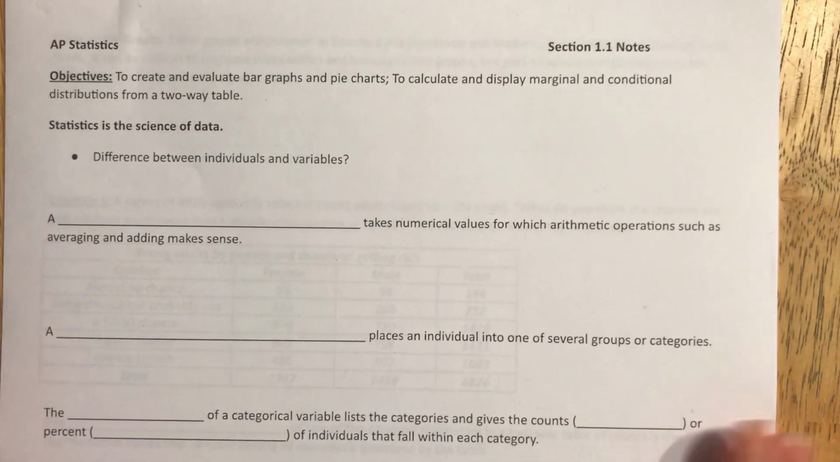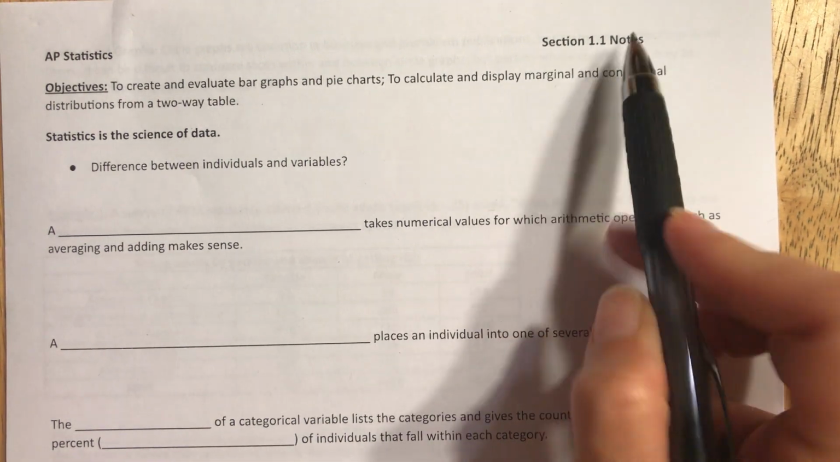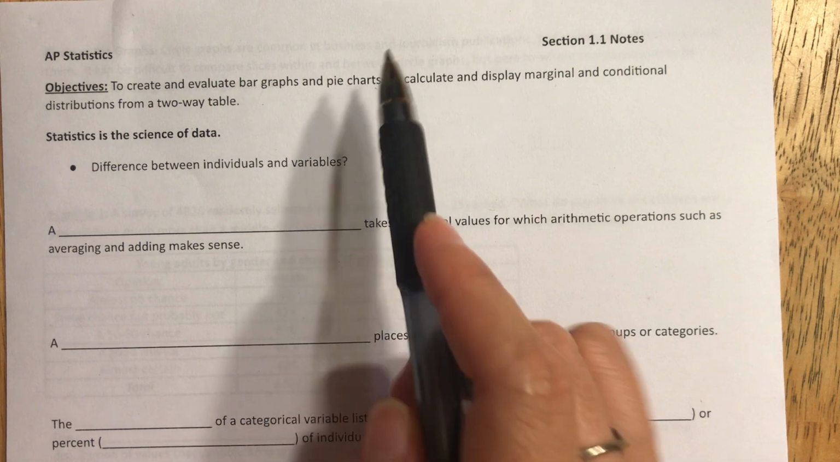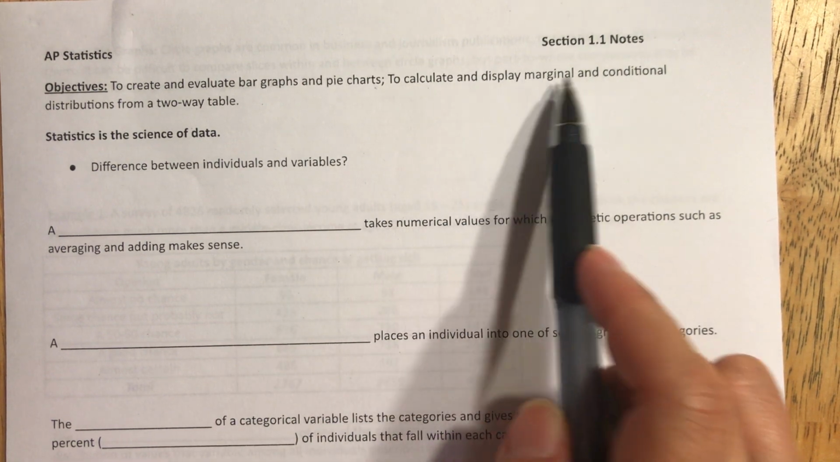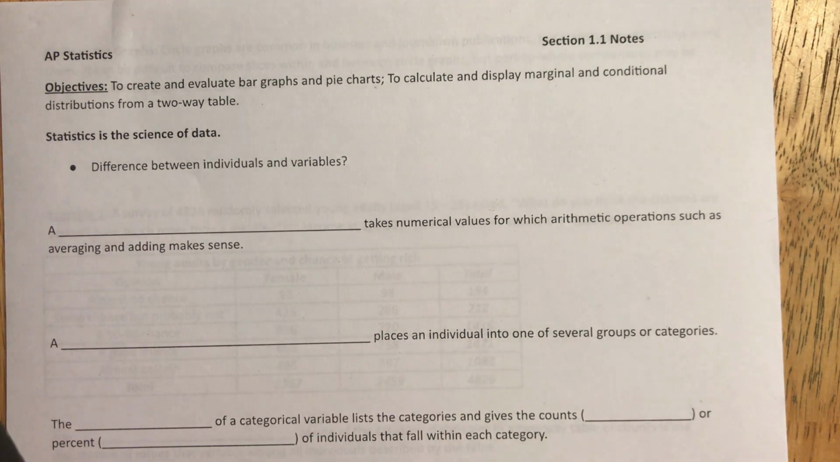Right, welcome to AP Statistics. Here's our first lesson, section 1.1 of our notes. Our objective today is we want to be able to create and evaluate bar graphs and pie charts. We want to be able to calculate and display both marginal and conditional distributions from a two-way table, or a chart of data.